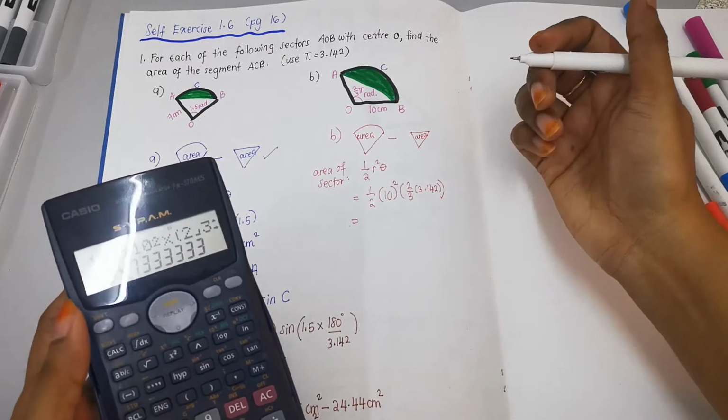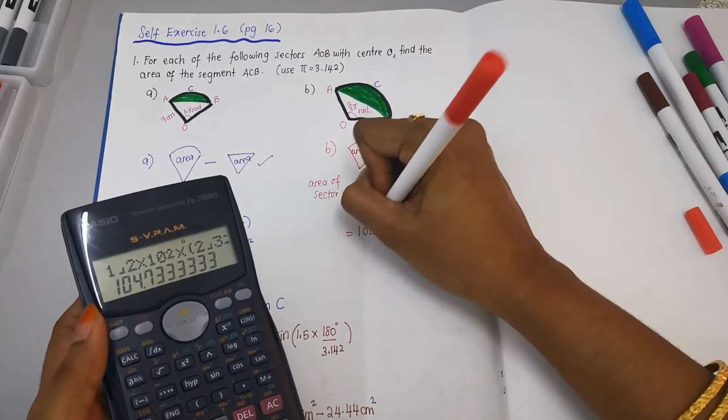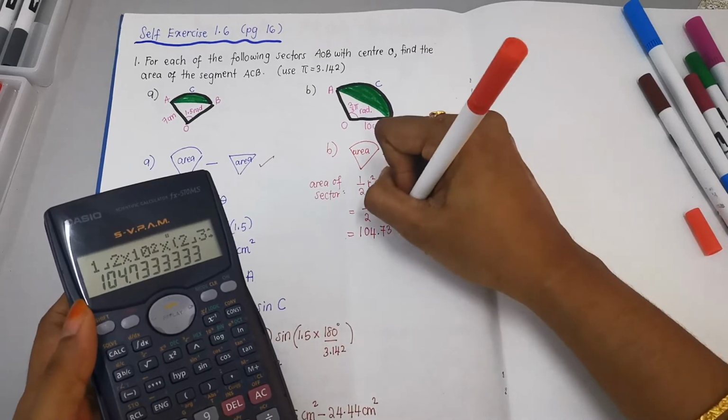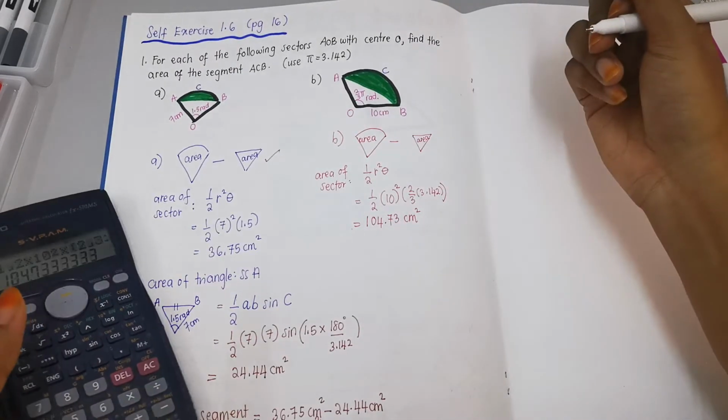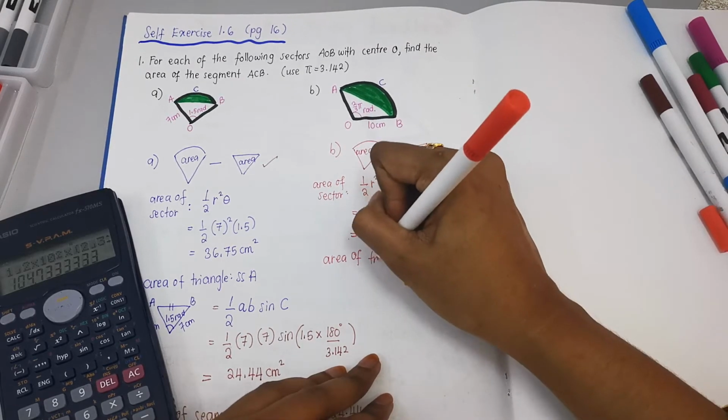So I get 104.73. Did you get that as well? 104.73 centimeters square. Okay, now let's move on to the area of the triangle.